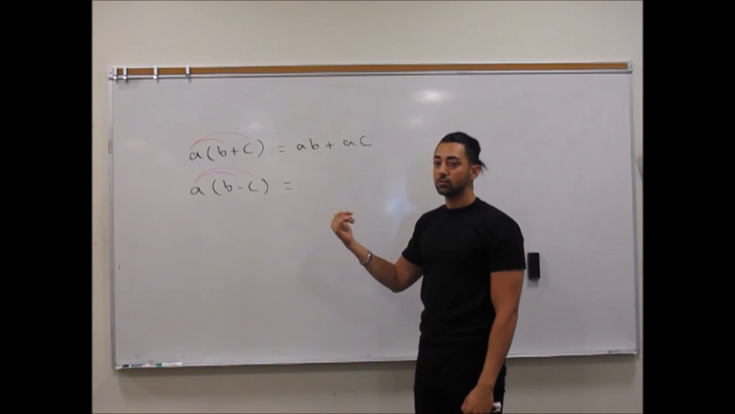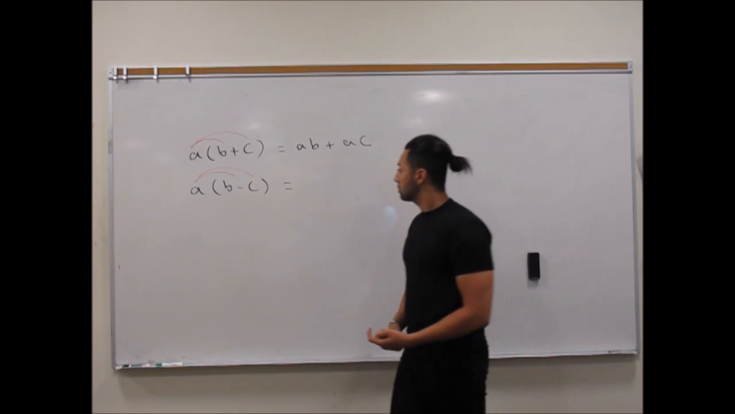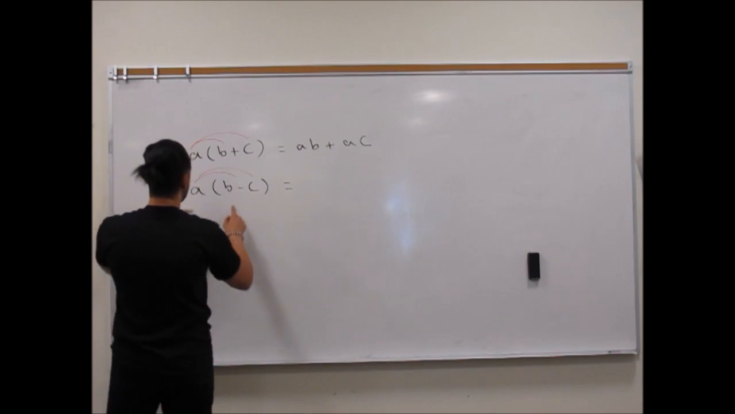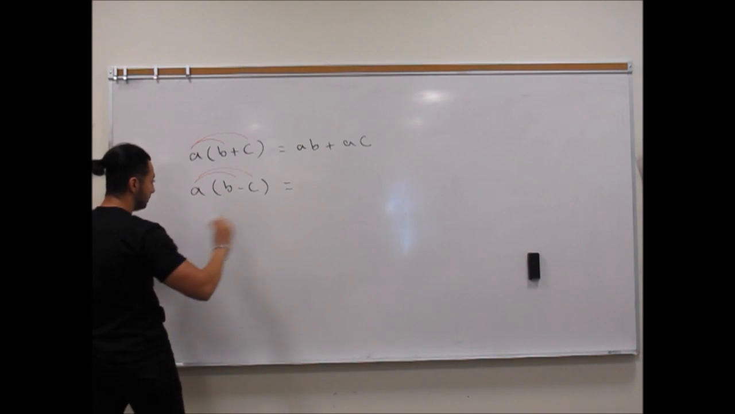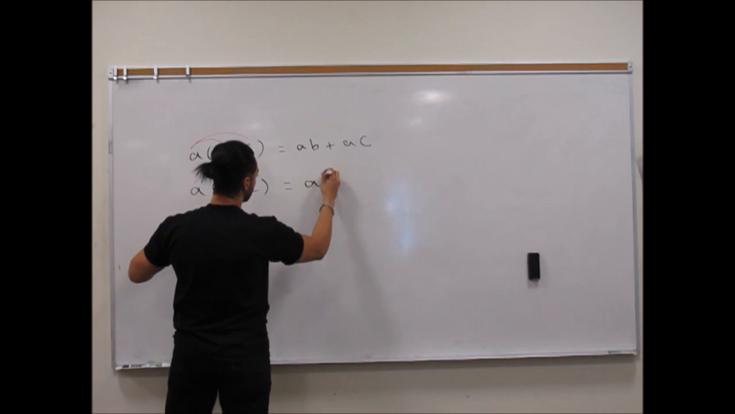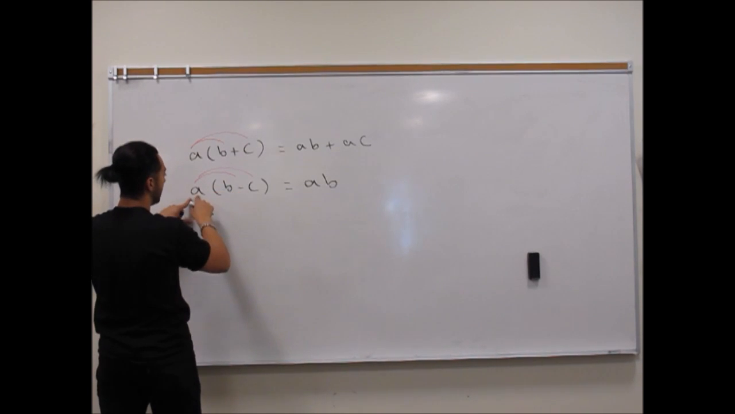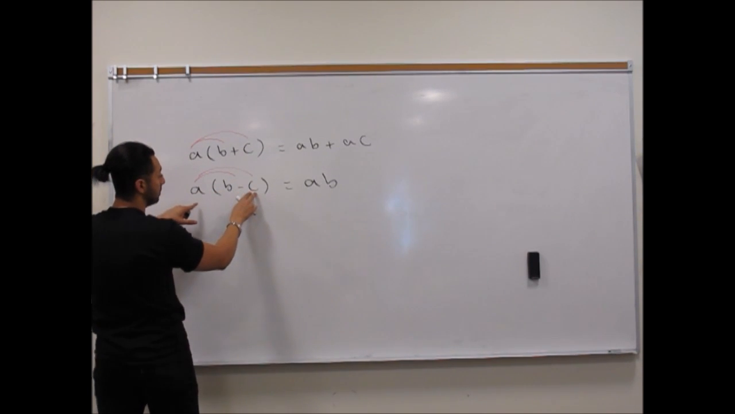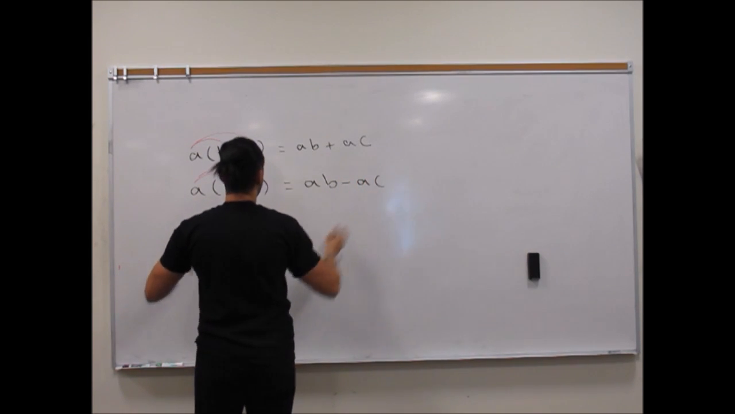I'm sure you guys have seen this stuff, but I just want to review it before we get into the polynomial multiplication. So in this case, same thing's going to happen. When the a gets multiplied with the b, we're going to get ab. And then now you got to consider the minus, right? So the a is going to get multiplied with a negative c now. So now it's going to be a negative ac.